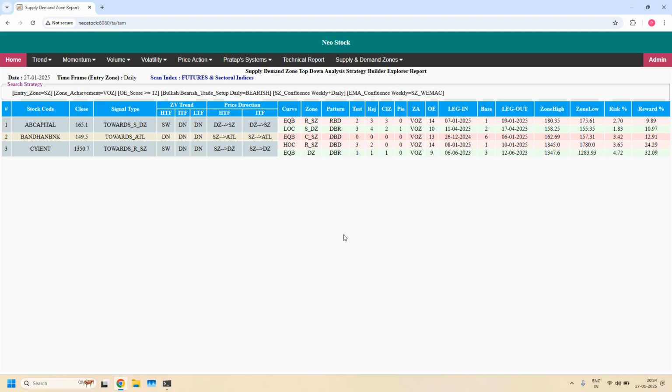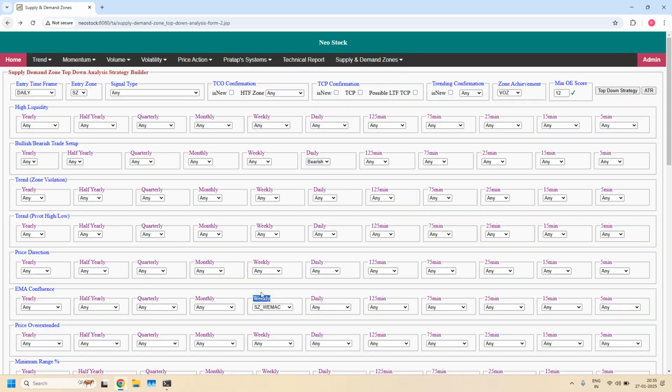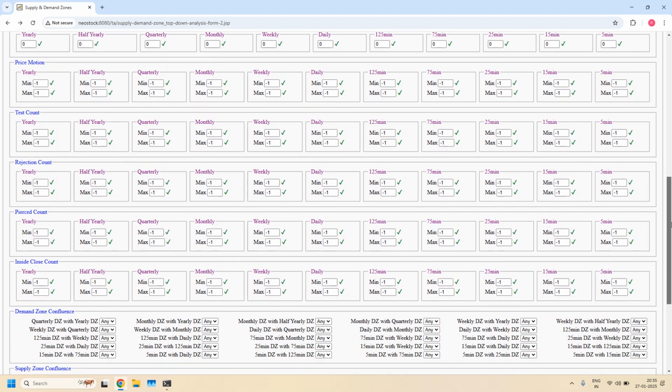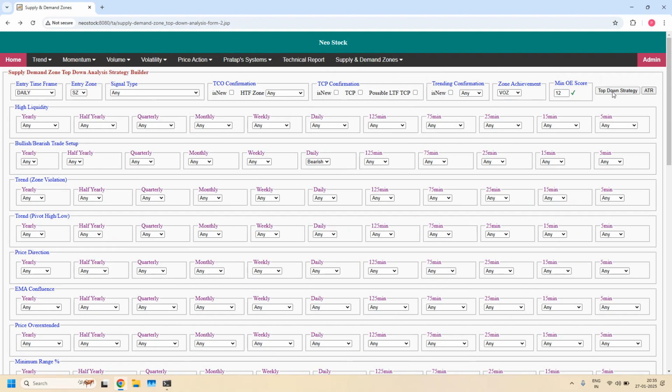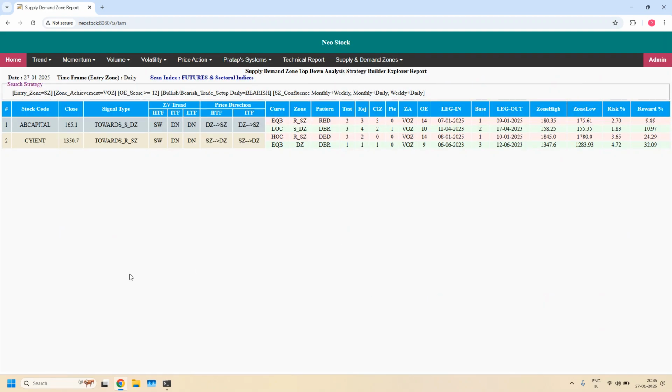Okay, next let us look for LTF, ITF, HTF supply zone confluence. Removing the EMA filter. In the supply zone confluence, the first filter is already enabled. Second filter, daily with monthly supply zone confluence. Third filter, weekly supply zone with monthly supply zone confluence. With all the 3 filters enabled, we got 2 stocks.